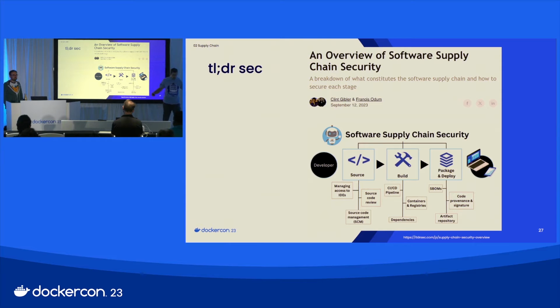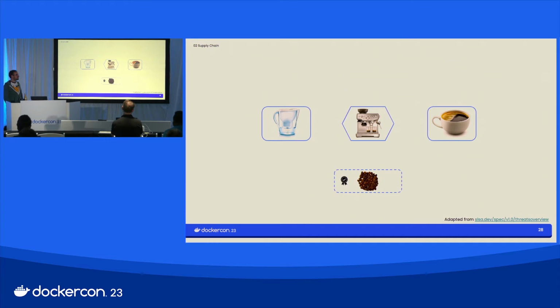So what does that look like in terms of your software development lifecycle? Well, let's use an analogy. This is an analogy we've used before in the Scout team, and it's how to make a cup of coffee, right? To make a cup of coffee, you need water, you need coffee beans, and you need a coffee maker, and then you need some way to get that coffee into your mouth. You need a cup. Okay?